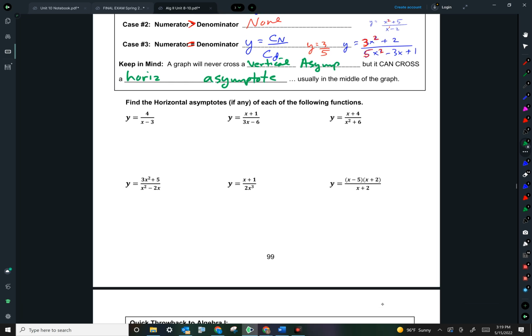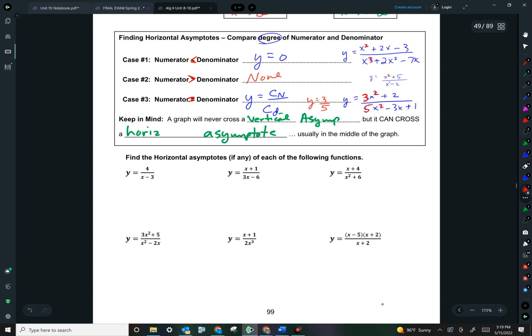Okay, so if all I want to do is find the horizontal asymptote, and I don't care about graphing anything, then I'm going to compare the degree of the top and the bottom. In this case, since there are no x's on top, it's like having an x to the 0. So the top is 0, the bottom is 1. That's the first case: numerator is less than denominator. So the horizontal asymptote is y equals 0. Going to the right, do you see that in this case, the degree of both the top and the bottom is 1? So they're the same. That's case number 3.